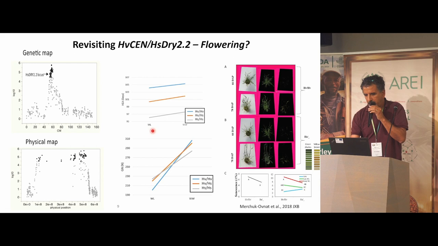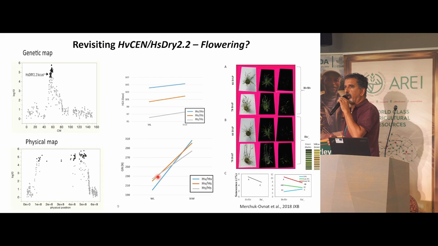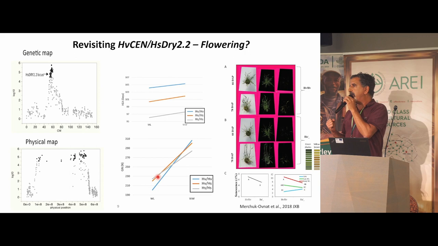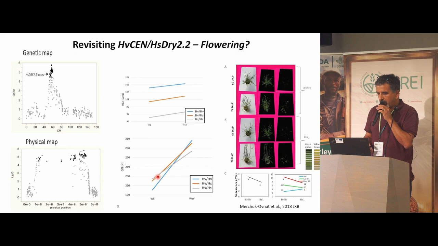If you look at grain number, you can see that there is a reduction in grain number, only that the carriers of the wild allele have a smaller reduction. So we figured out there is something going beyond the flowering. It's not only making the plant flower earlier, there is something else that allows the carrier of the wild allele to withstand the stress. So we started to look at the whole plant, making a pot experiment, a more controlled one.